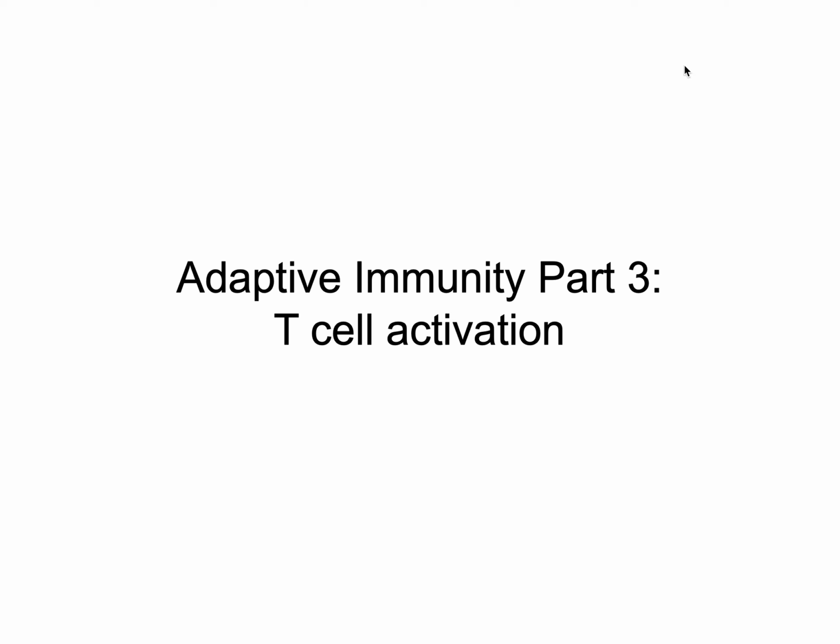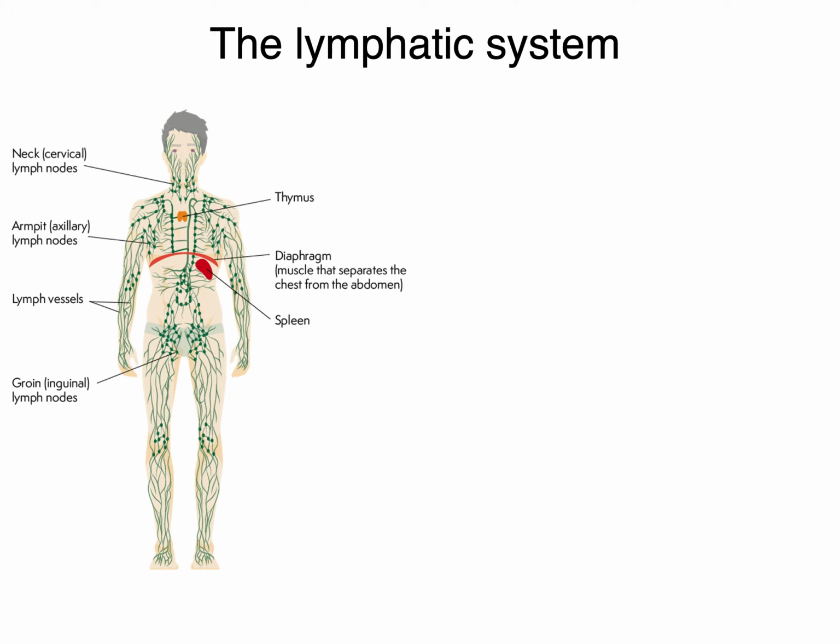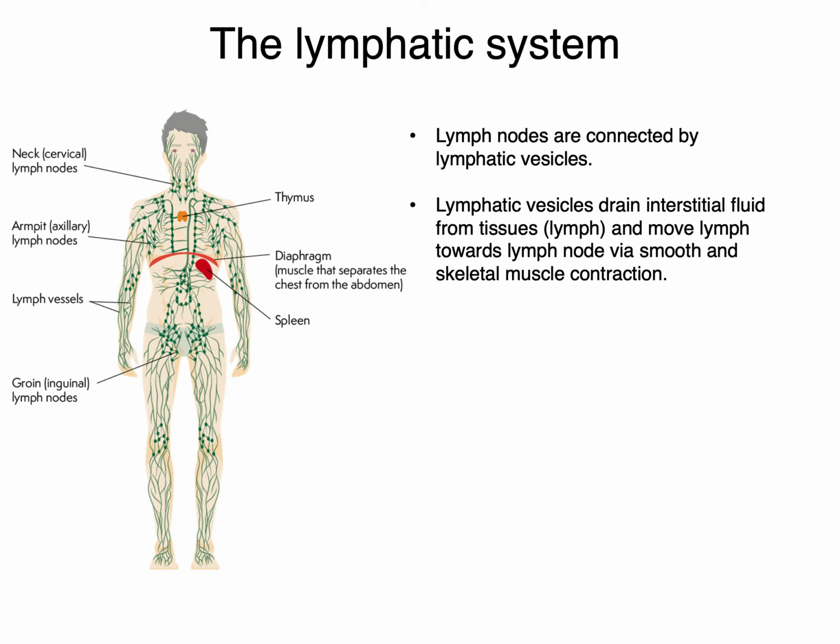In part 3 of our series on adaptive immunity, we're going to discuss T cell activation. Our lymphatic system is what drains tissues and brings antigens into secondary lymphoid organs such as lymph nodes. These lymph nodes are connected by lymphatic vesicles. They drain interstitial fluid into lymph nodes. Once the interstitial fluid enters into the lymphatic vesicle, we call it lymph.